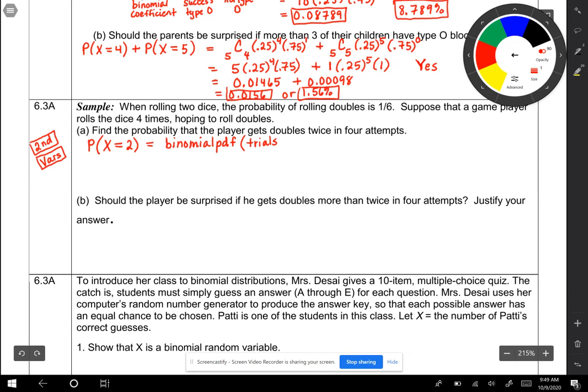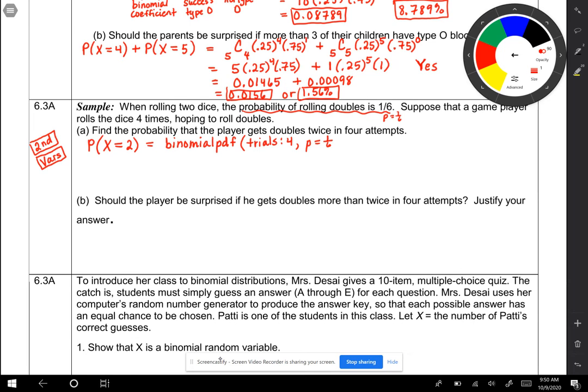And it says that you are going to do this 4 times. So your trials is 4. The P is your probability. So the probability of rolling doubles is 1/6. So just write it as 1/6. I wouldn't change it to a decimal because then you're not very accurate when you're rounding. So I would just put it in as a 1/6.